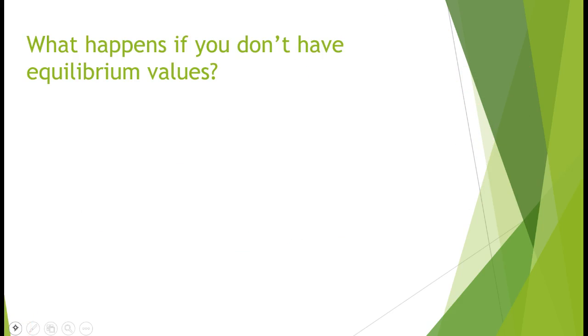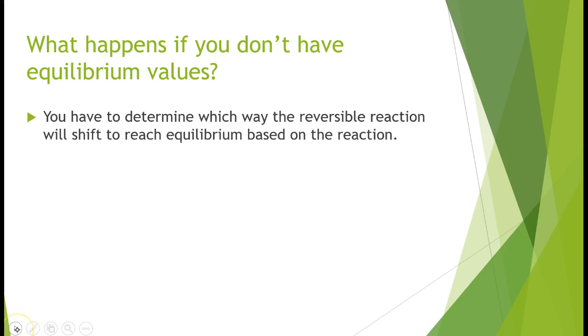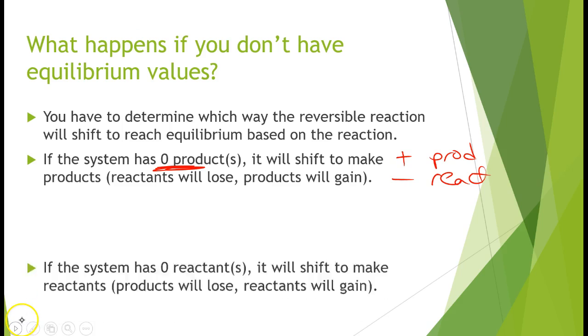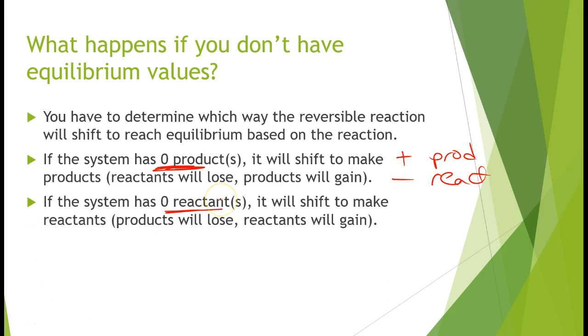But what happens if you don't have equilibrium values? Well, first of all, you have to figure out where you're going to put your pluses and minuses, because it's not real obvious anymore. And the way you're going to do that is if you see a 0 in the products, that means you're going to put a plus sign on the product side of the arrow, and a minus sign on the reactants. If you see 0 for the reactants as it's written, you're going to put a plus sign where the reactants are and a minus sign where the products are. And that tells you what you're going to do.